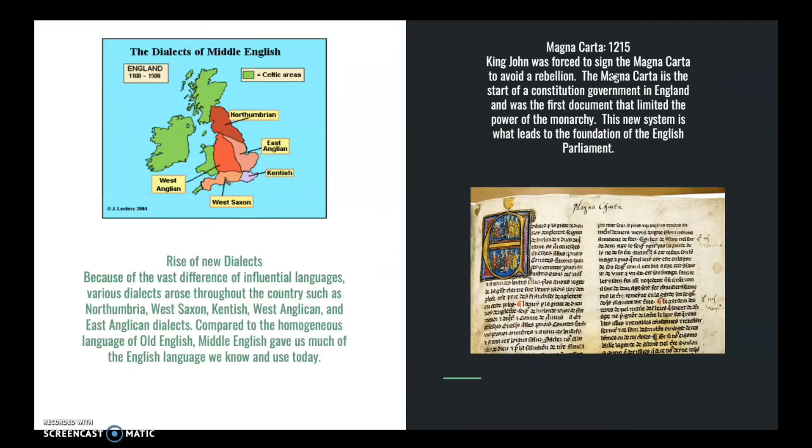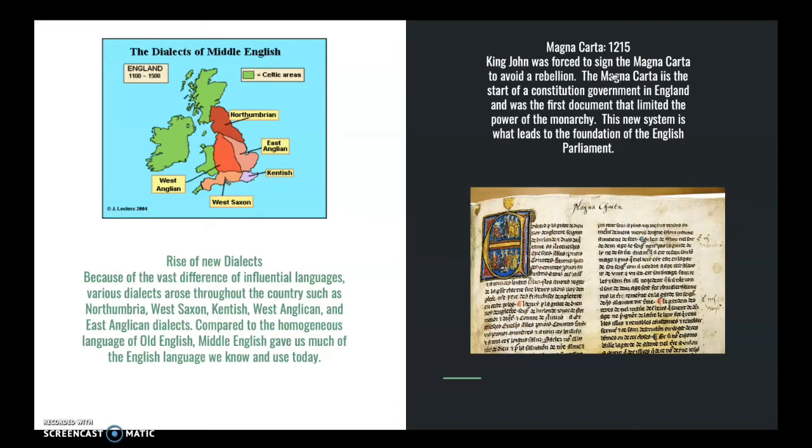During the Middle English period, the rise of new dialects was also a notable event that marked the English language. Because of the vast difference of influential languages, various dialects arose throughout the country, such as Northumbrian, West Saxon, Kentish, West Anglican, and East Anglican dialects. Compared to the homogeneous language of Old English, Middle English gave us much of the English as we know and use today.